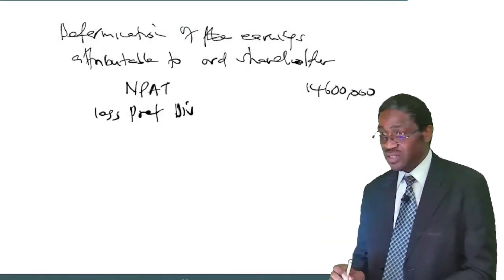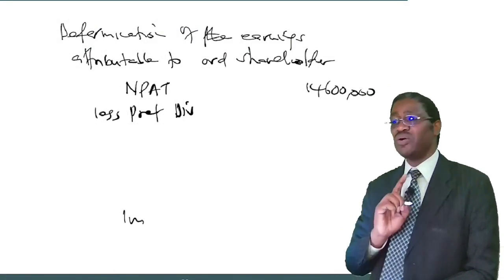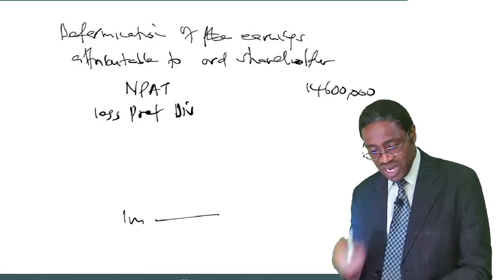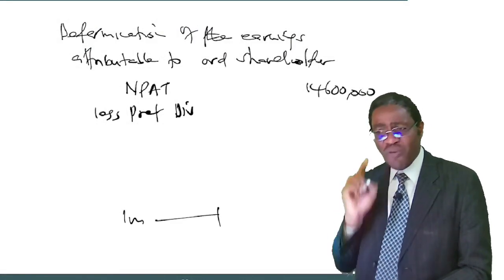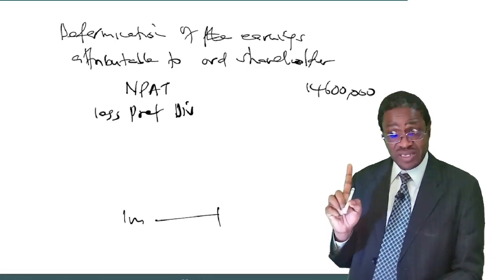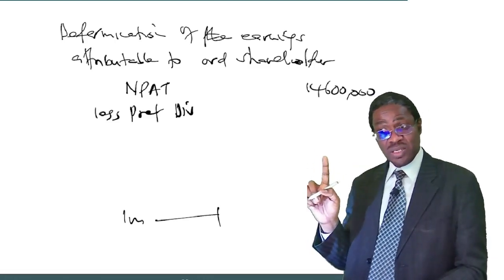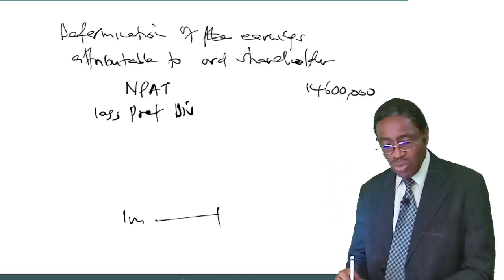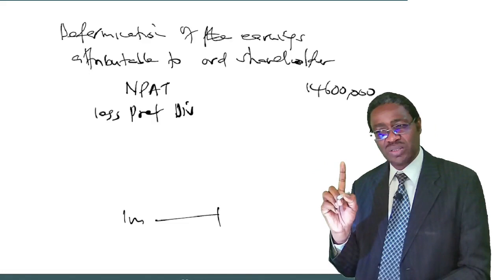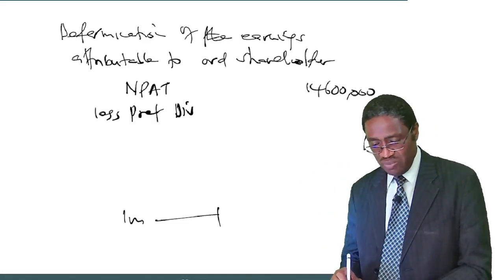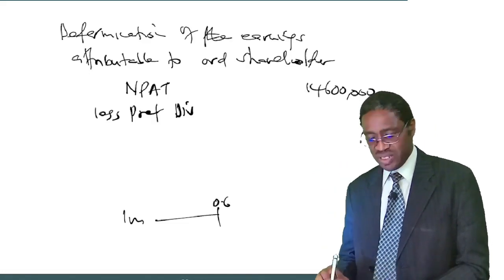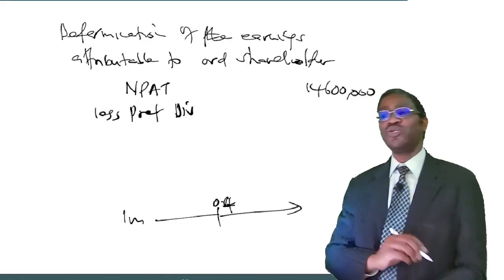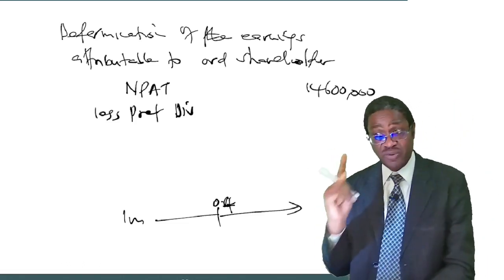Let me illustrate. We began the year with 1 million shillings of preference shares. After some time, some of the preference shareholders converted into ordinary. Out of the 1 million, 600,000 converted. So if this is 1 million, 0.6 converted, and it is obvious we were left with 0.4 to continue paying preference dividend on.